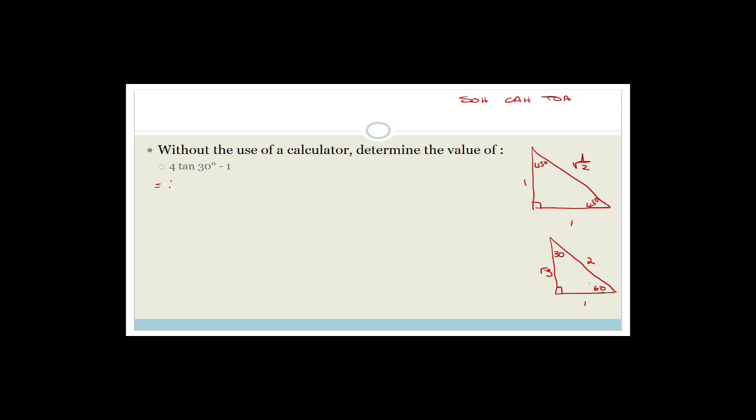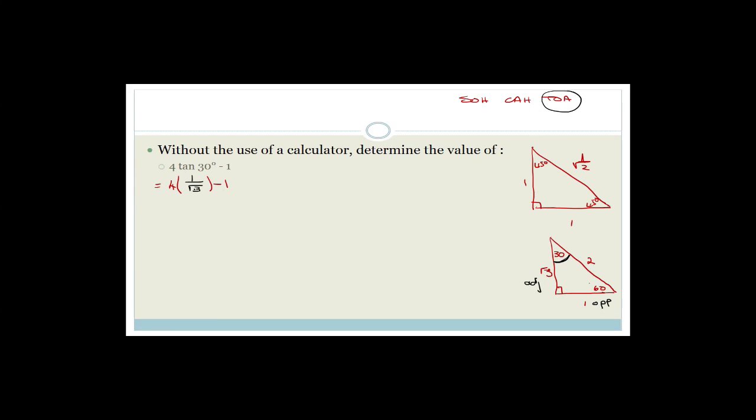So what is this saying? This is saying 4 times whatever that equals minus 1. So let's go look at tan 30. So 30 is my second triangle, so I really didn't have to draw both. So this is 30 degrees, okay? And tan is going to be opposite over adjacent. So I first have to identify my opposite and my adjacent. Do you agree that this is the opposite side and this is the adjacent side? So tan is going to be opposite over adjacent. That's 1 over root 3.